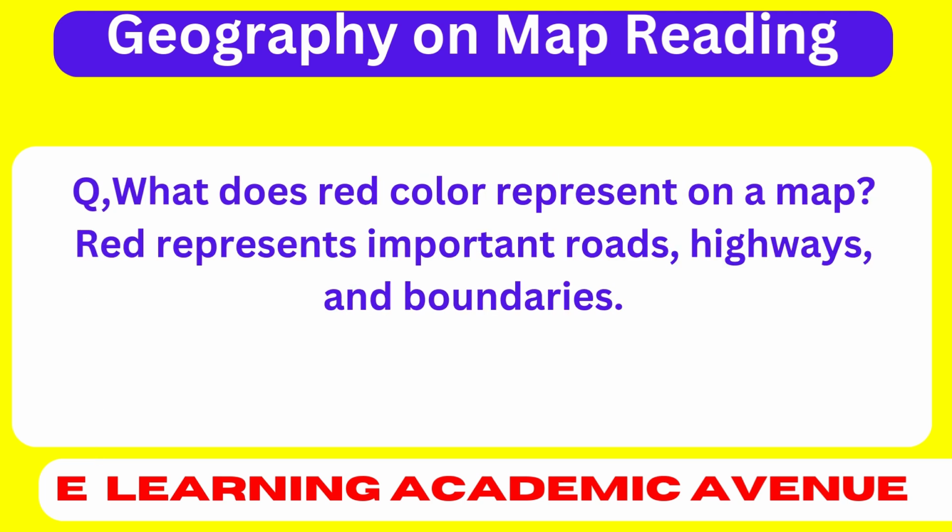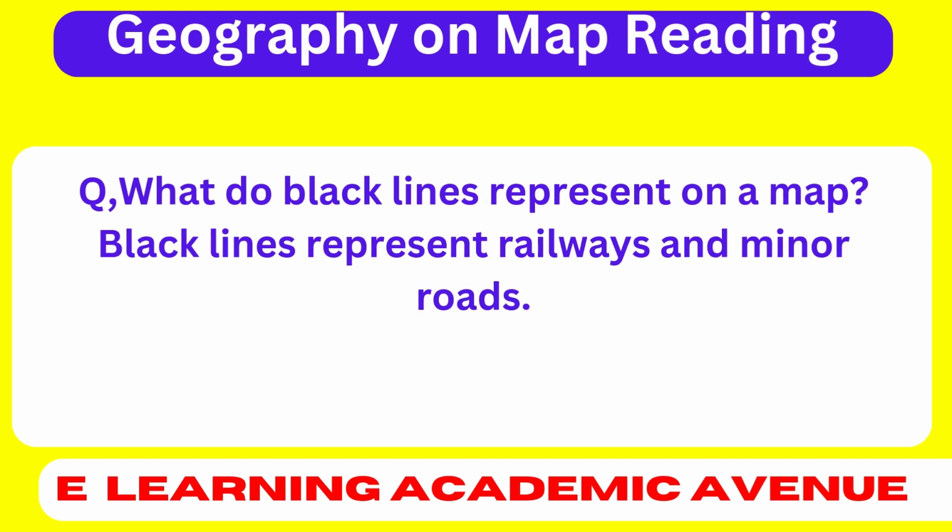Question 38. What does red color represent on a map? Red color represents important roads, highways and boundaries. Question 39. What do black lines represent on a map? Black lines represent railways and minor roads.